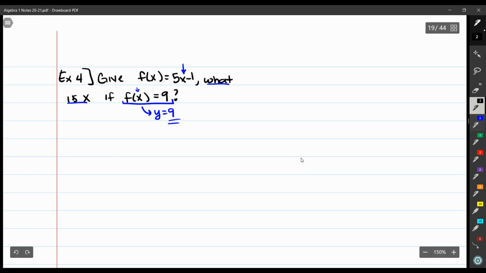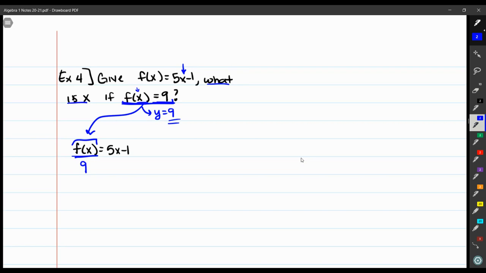So what we have is the actual function, f of x equals 5x minus 1. Well, if f of x is equal to 9, then I can replace this guy here with a 9. This f of x gets replaced with 9 because those are equivalent to each other. The same way that I can replace x's with numbers, I can also replace the f of x, because remember, f of x is just a y. And then we still have on the right 5x minus 1, because I don't see another f of x anywhere. I just see a plain old x.